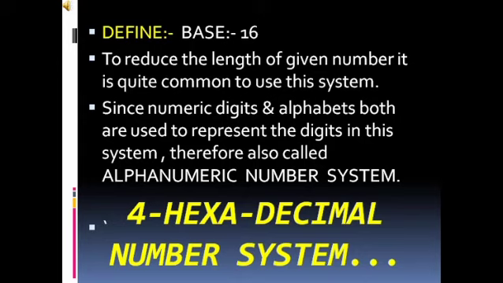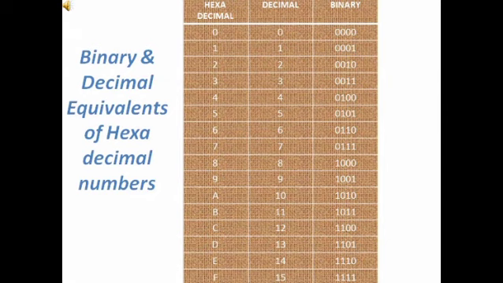Why? Because in this system both numeric digits, 1 2 3 4, and alphabets, A B C D, are used to represent the digits. That is why it is called the alphanumeric number system. Now again I have a table for it, so you can also refer to it.